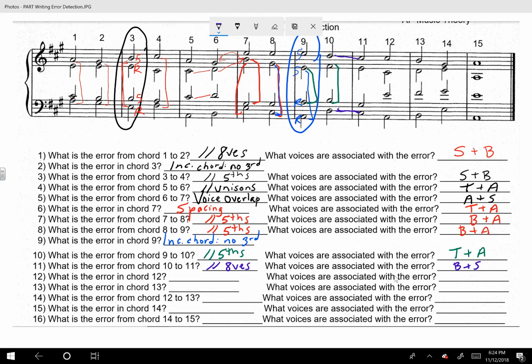Number 12. What is the error in chord 12? Here's chord 12. The error is voice crossing between the tenor and the alto. Notice right here that the tenor is singing an E4 and the alto is singing a C4. Tenors cannot go above the alto. That's called voice crossing, and that is forbidden.